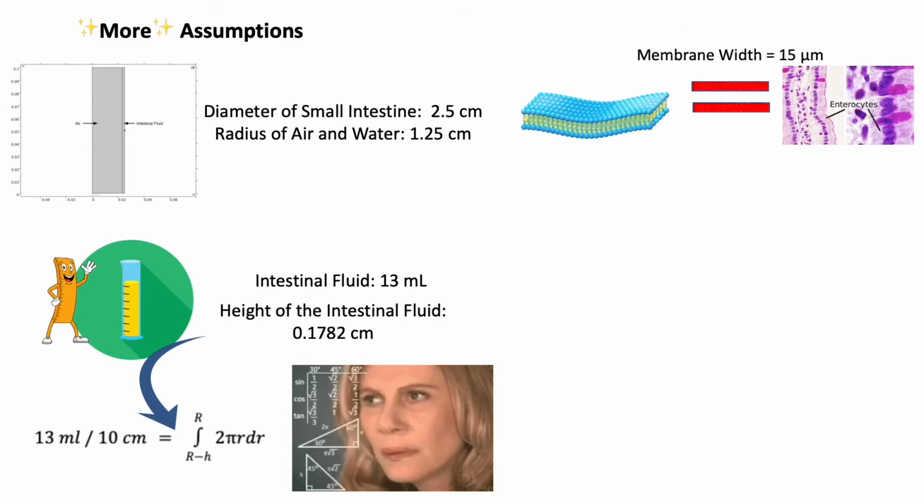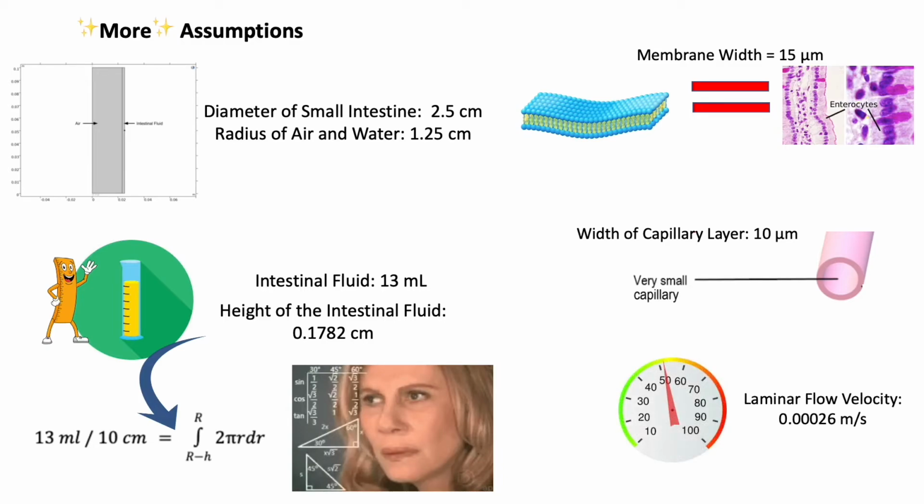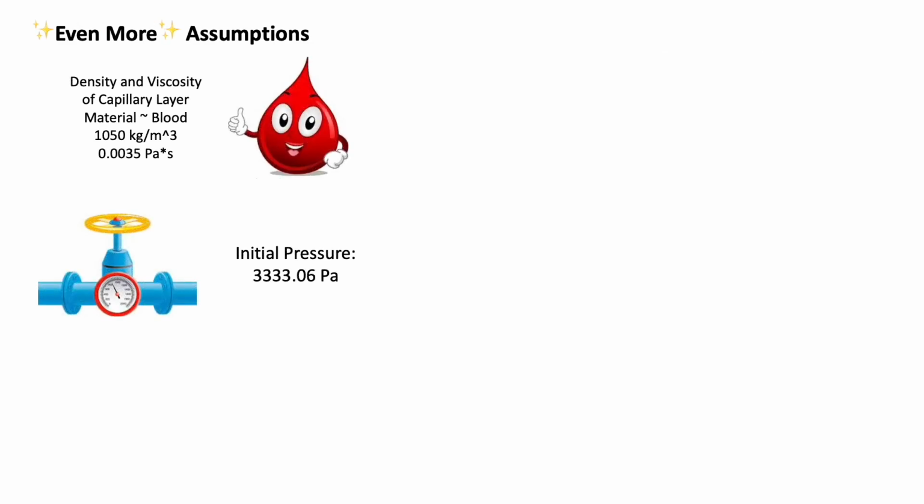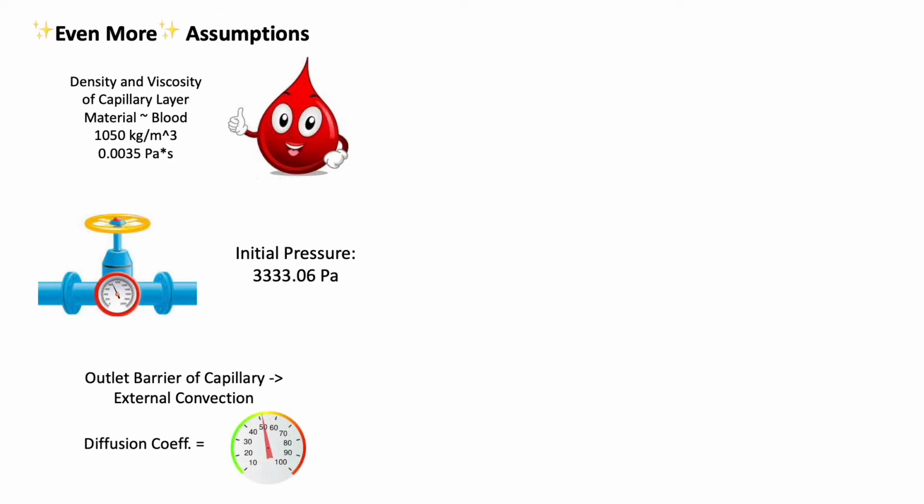We're almost there. The membrane width was set to the diameter of an enterocyte, the width of the capillary layer was set to the diameter of the capillaries, and the velocity of the laminar layer was set to the average speed of blood through capillaries. The material for the capillary layer was set to the density and viscosity of the blood respectively, and the initial pressure was set to the blood pressure in the capillaries. In order for the concentration of ibuprofen to leave the system, the outlet barrier of the capillary was set to the external convection with a diffusion coefficient equaling the average velocity to represent the ibuprofen being transferred into the body through the blood. Now, that isn't even the best part.